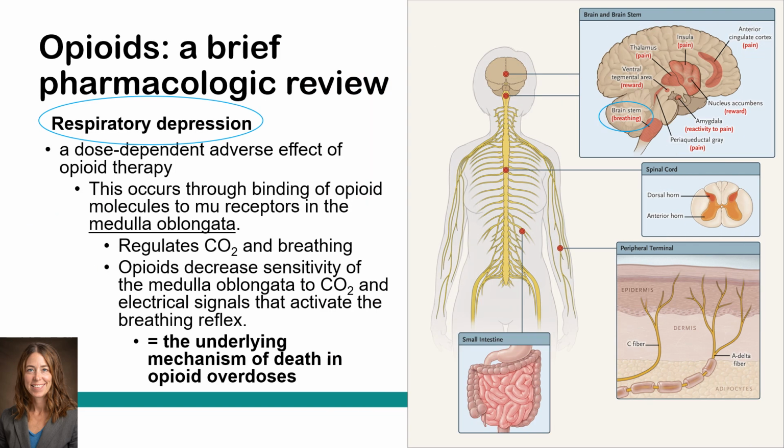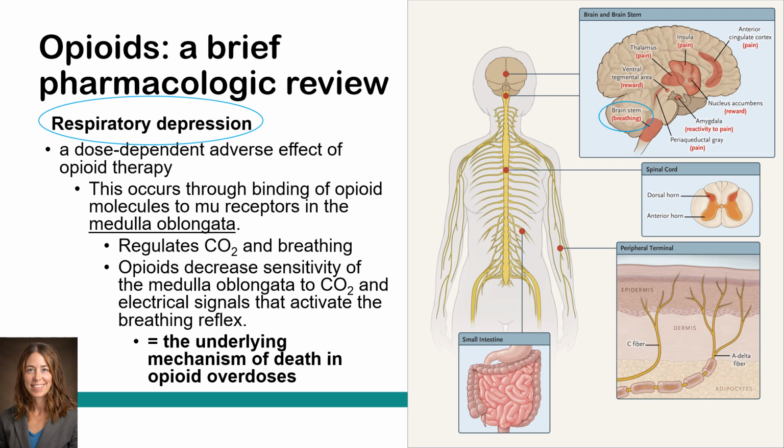But as we've already alluded to, opioids don't only contribute to pain relief and cough suppression by binding at mu receptors. Unfortunately, they also contribute to respiratory depression. This is a dose-dependent adverse effect of opioid therapy as a result of opioid binding to mu receptors in the medulla oblongata. The medulla oblongata is responsible for regulating our balance of carbon dioxide and oxygen and impacting our breathing rate as a result of the balance of those two things.